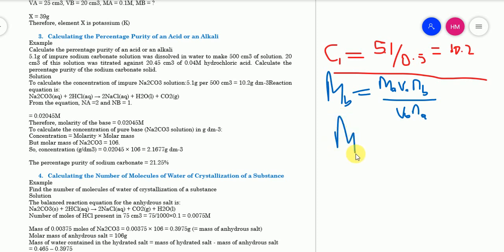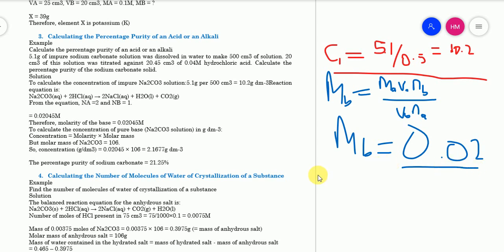So molarity of base will be equal to, mimi naandika tu kwa kifupi, 0.0. B. That is molarity of base. Now, having known the molarity of base, tunachoenda kufanya ni kwamba nini? Molar mass of pure sodium carbonate tunaifahamu.